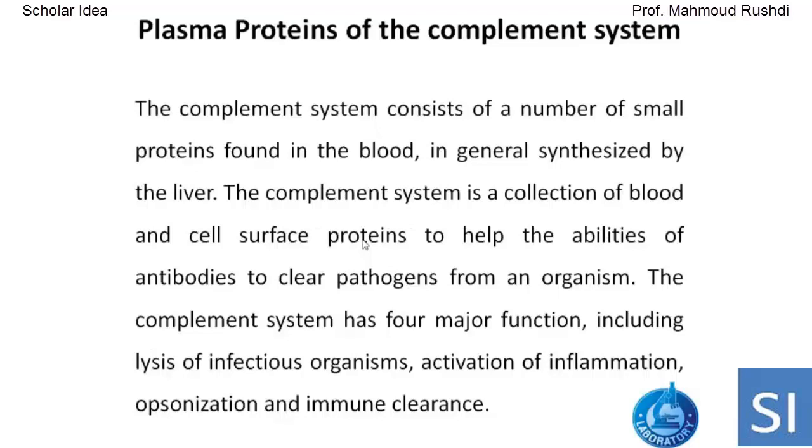Plasma proteins of the complement system. The complement system consists of a number of small proteins found in the blood, generally synthesized by the liver. The complement system is a collection of blood and cell surface proteins that help the abilities of antibodies to clear pathogens from an organism. The complement system has four major functions, including lysis of infectious organisms, activation of inflammation, opsonization, and immune clearance.